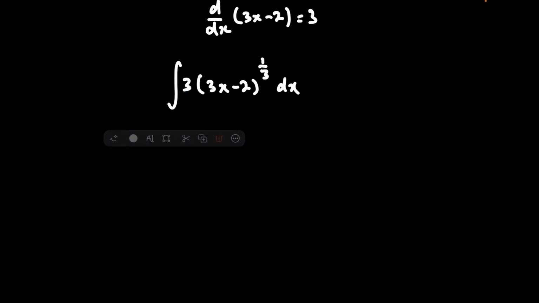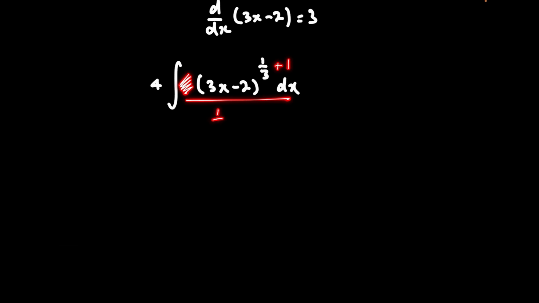It becomes 4 times the integral of this function here. And again, this term here simply goes away. All we do is add 1 to the power, divide by the new power. So this becomes 3x to the power of 4 over 3, because we're adding 1 to this power.